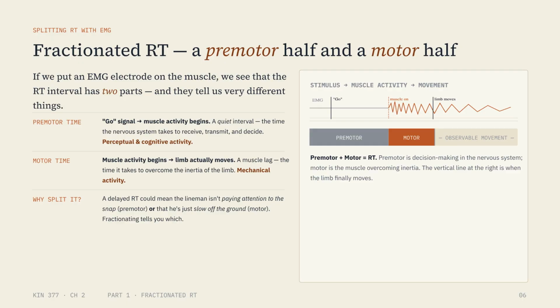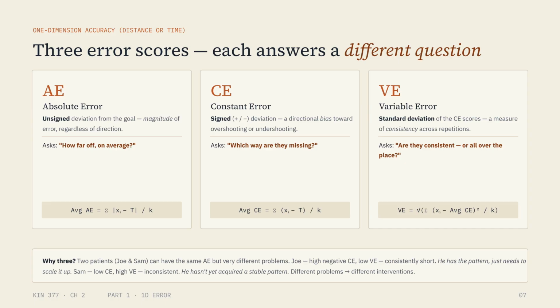Why split it? Same diagnostic logic as RT versus MT. If a stroke patient has a slow RT, fractionating it tells you whether the delay is in the nervous system decision-making part, premotor, or in the muscle's ability to get the limb going, motor. In the football lineman example again, extended premotor time means he's not attending to the snap. Extended motor time means his muscles can't fire fast enough to overcome the inertia of his crouching body. Different problem, different intervention.